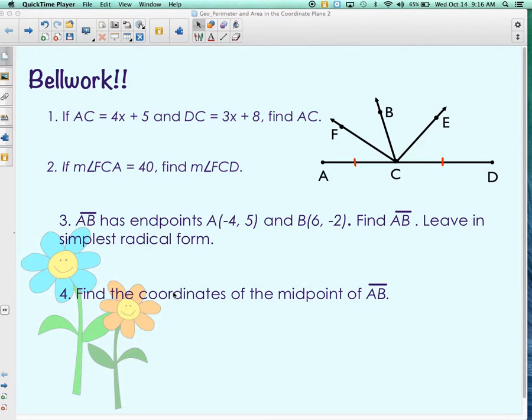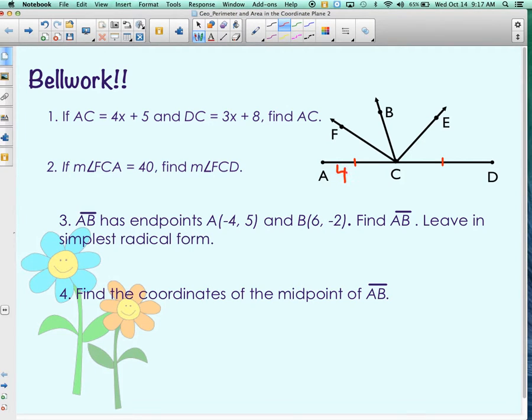Everyone be serious. Alright, let's go over the bell work. If AC is 4x plus 5 and DC is 3x plus 8, find AC. What do you need to do first? We already know that AC equals 4x plus 5. Why are you putting an equal sign? Because you're finding the distance. What about these marks right here? It means they're equal.